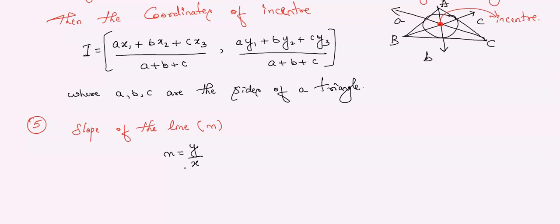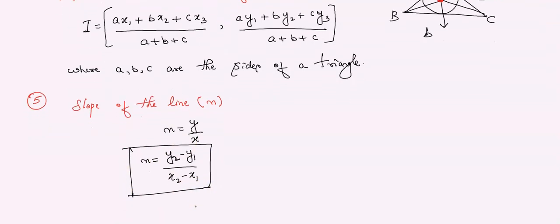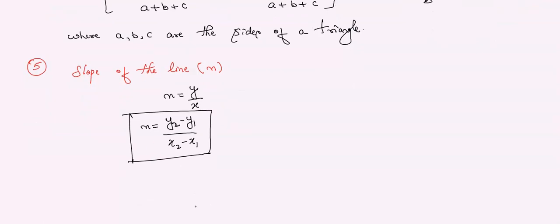If they have given the coordinates to find the slope of a line, then we use the formula m is equal to y2 minus y1 by x2 minus x1. Remember this. This is the formula which is used to find the slope of a line. Any doubts? What is the formula to find the slope of the line? m is equal to y2 minus y1 by x2 minus x1. Sometimes they will give the angle theta. Then to find the slope, we have the formula m is equal to tan theta.